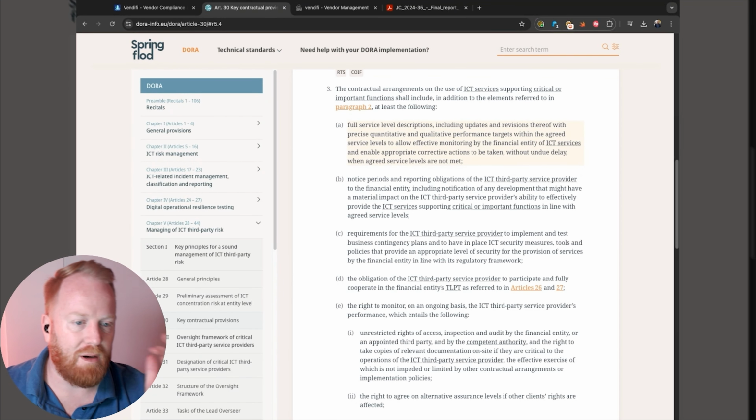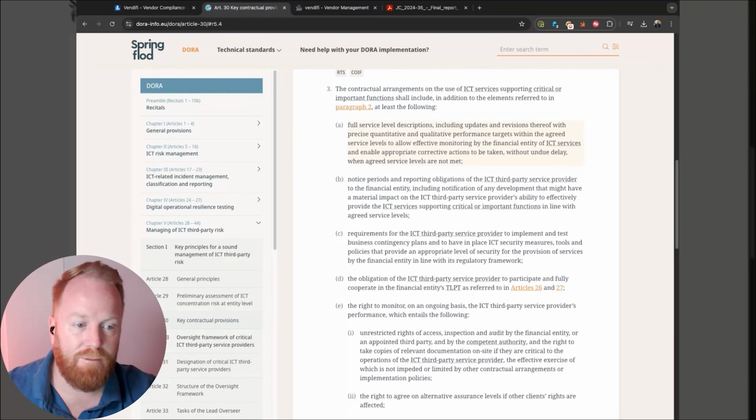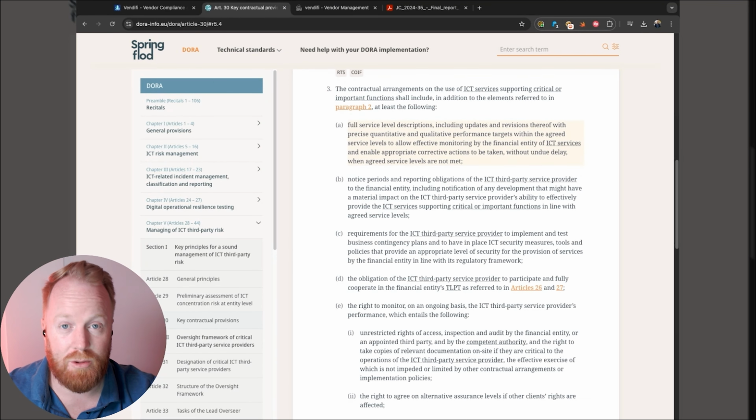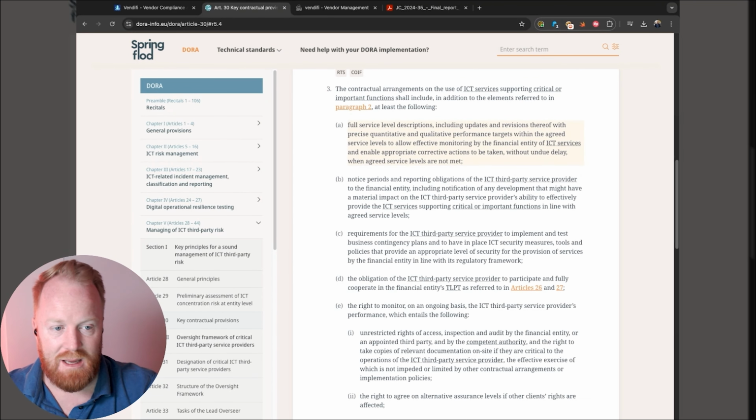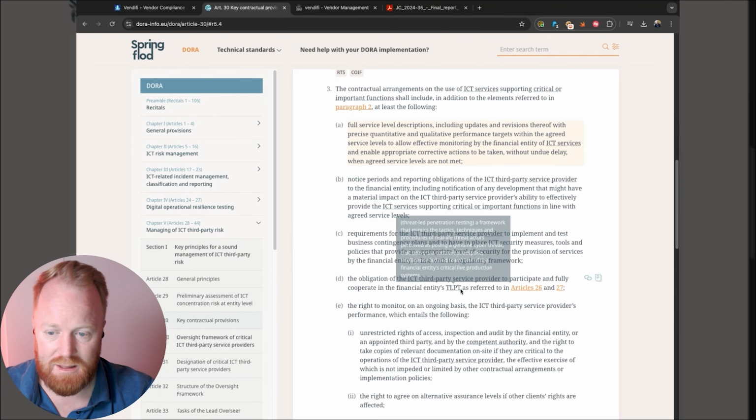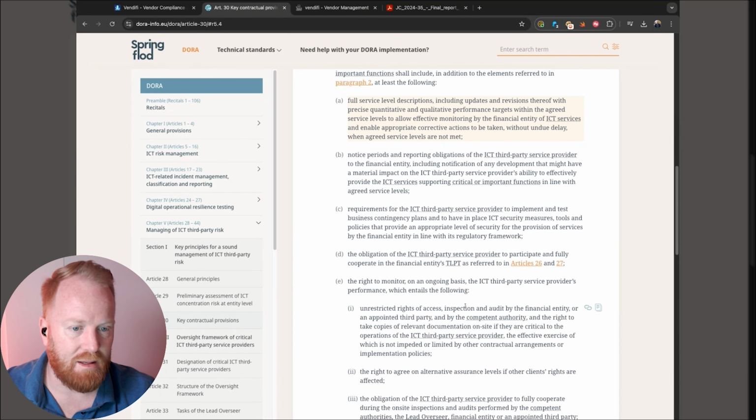D, the ICT provider must participate and fully cooperate in the financial entity's threat-led pen test. And so TLPT, threat-led pen testing, has to happen every 3 years or so. So where are we now?